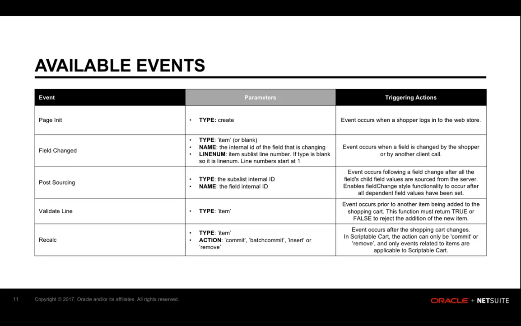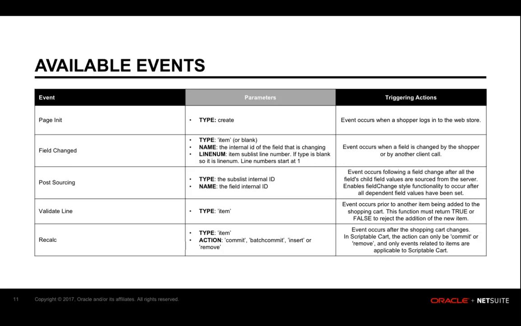And last but not least, the event recalc receives two parameters: the type and the action being executed. The action could be either commit, batch commit, insert, or remove. But in scriptable cart, the action can only be commit or remove. Note that only events related to items are applicable. So this event occurs after the shopping cart changes, and a couple of examples could be: when a shopper adds an item to the shopping cart, the recalc event is triggered and the order amount is recalculated. This is due to a commit action.